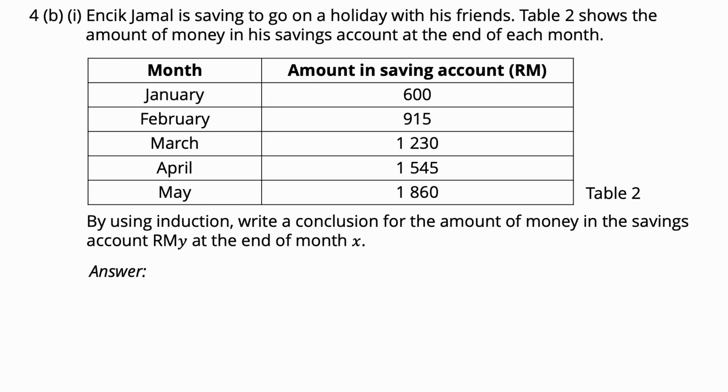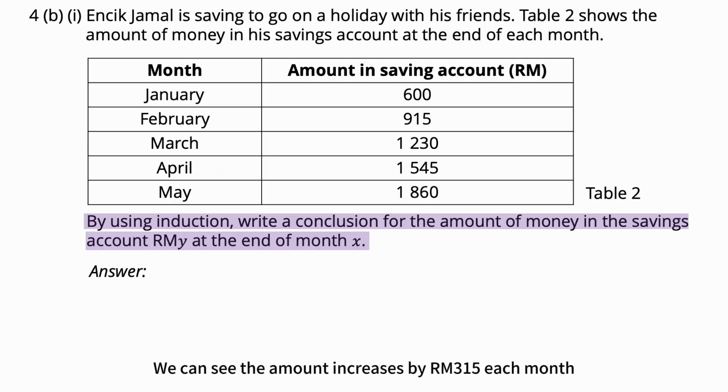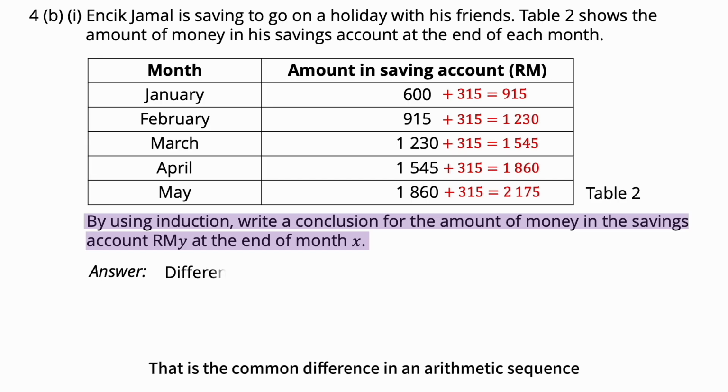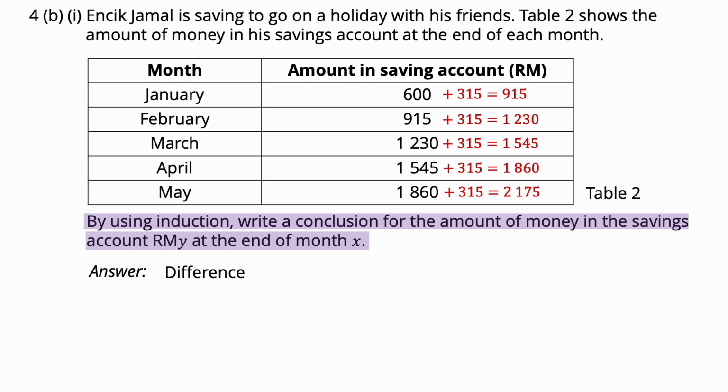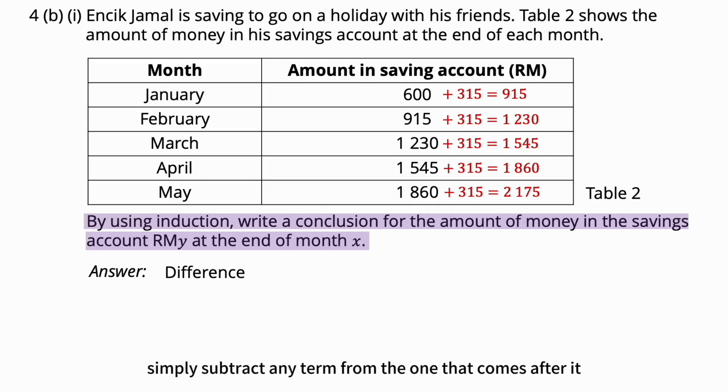Question number 4, B, 1. Table 2 shows the amount of money in his savings account at the end of each month. By using induction, write a conclusion for the amount of money in the savings account, y Ringgit Malaysia, at the end of month x. From the table, we can see the amount increases by RM315 each month. That's the common difference in an arithmetic sequence. To find the common difference, simply subtract any term from the one that comes after it.